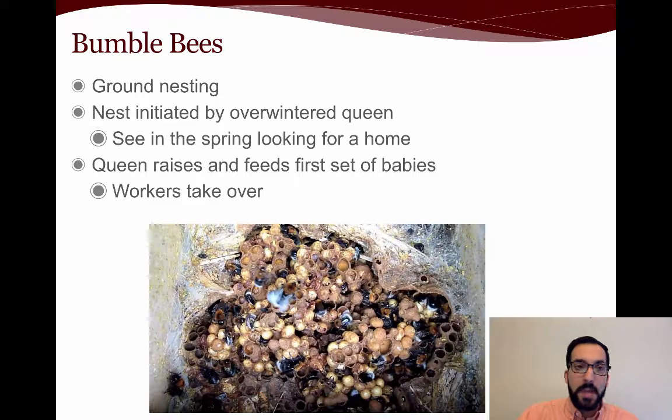One example are bumblebees that are ground nesting. The nest is initiated by an overwintering queen, and you see her in the spring looking for a home. The queen raises and feeds the first set of babies, and then the workers from there take over the activity in that colony. Depending on who I'm talking to, I consider this a pretty friendly type of pollinator.